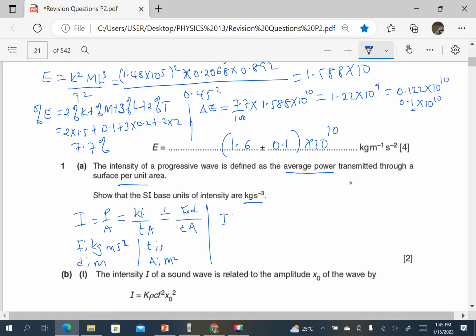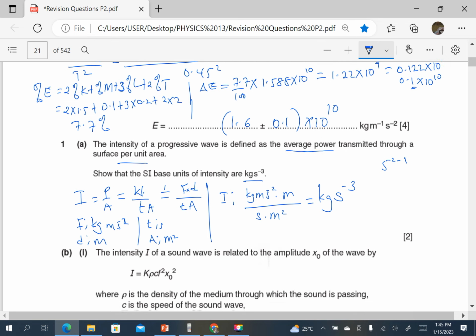So the base units of intensity are going to be force, which is kilogram meters per second squared, times distance, which is meters, divided by seconds times meters squared. So meters times meters is meters squared over meters squared. m cancels out, so we remain with the kilogram. Meters has cancelled out. s power negative 2 divided by s power 1, we subtract the powers. So that becomes s power negative 3, as required.